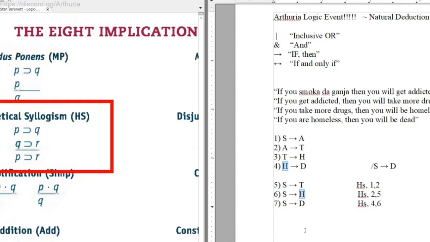Because I was imagining, like, instead of always starting with S, yeah, that's what I was thinking too. I was imagining a hypothetical syllogism of S to T, and then a hypothetical syllogism of T to D, and then a hypothetical syllogism of S, T, D.